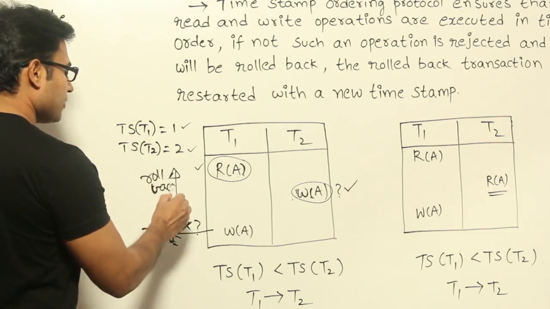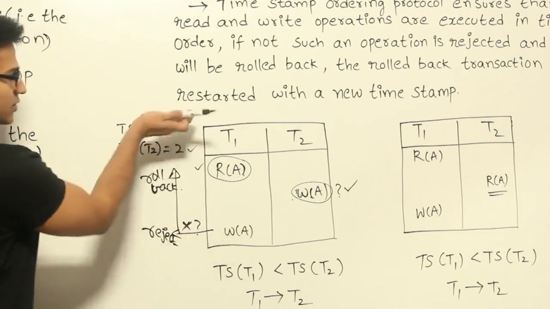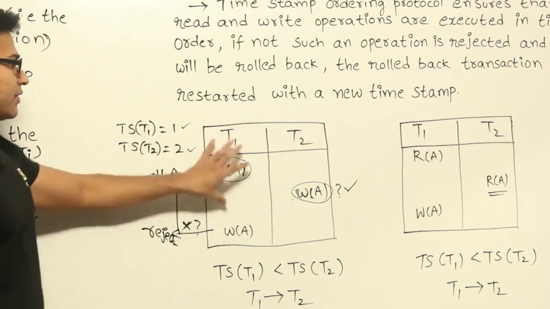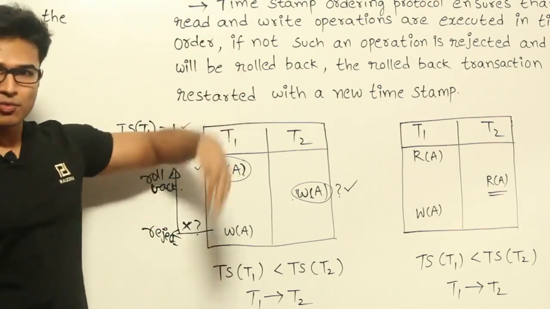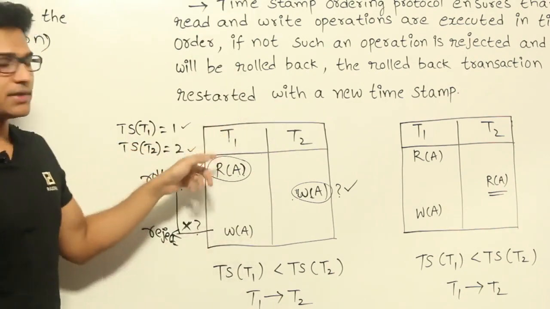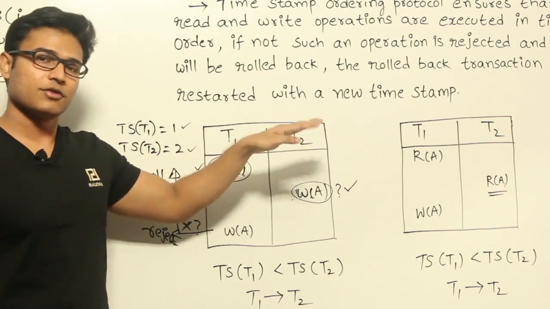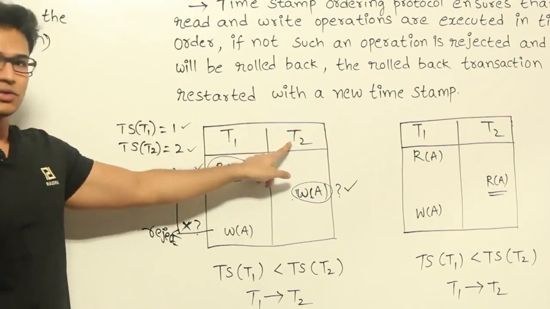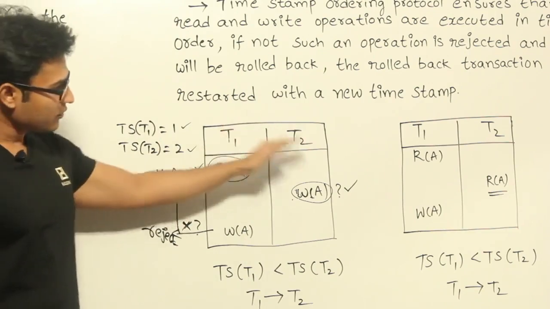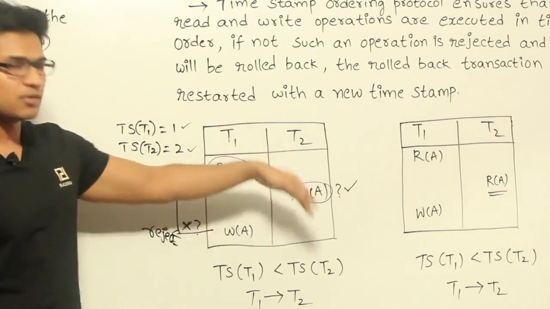Now what happens because of this rollback is, once you roll back, this entire transaction will be undone, and you are going to restart it at a later point in time. Then this particular transaction is going to get a higher timestamp, which means if the timestamp of this one is 2, this one will get 3. And now if it tries to perform all these operations, it will be allowed to perform.